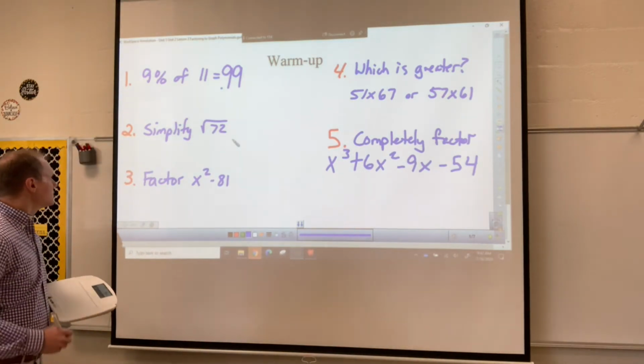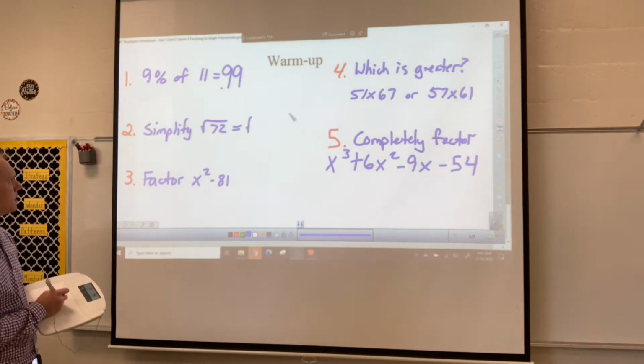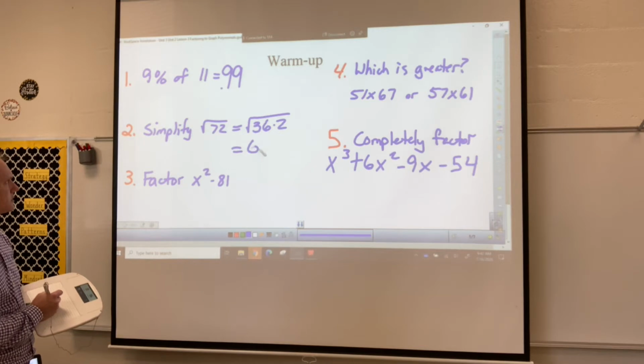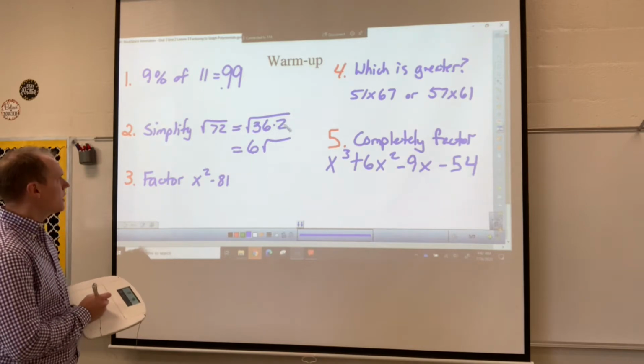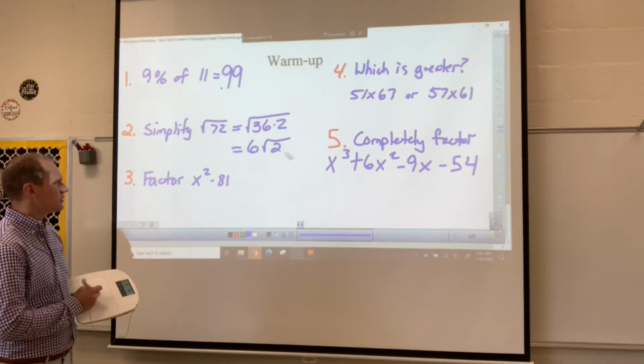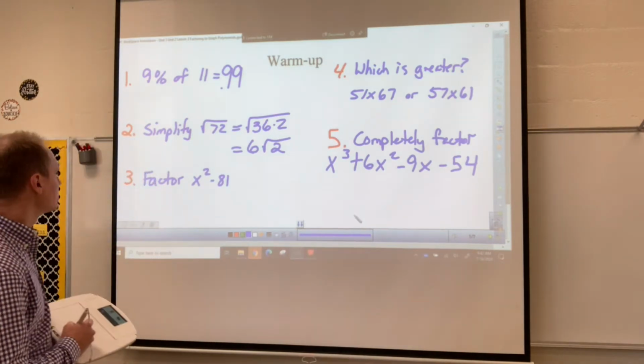Number 2, simplify square root of 72. We can rewrite that 72 as 36 times 2, leaving us with, let's see, square root of 36 is 6. The square root of 2, this 2 is not a perfect square, as we talked about last video. So that's going to stay inside the radical because we can't evaluate that part of the radical.